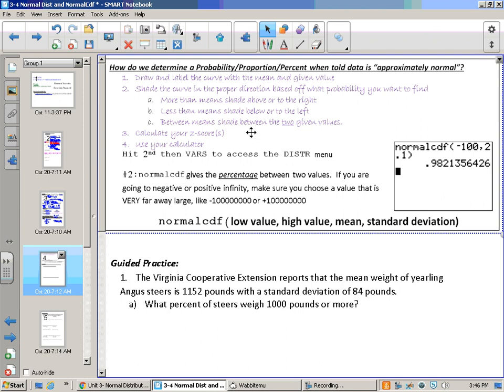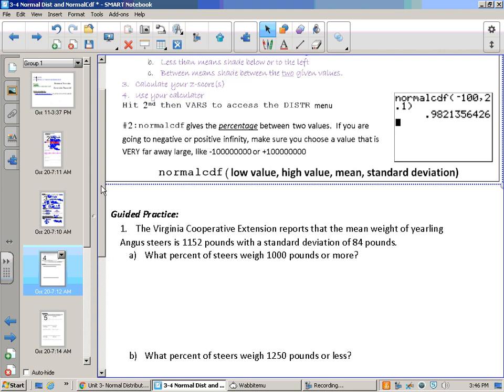this is clearer on your page than it is on mine. We are going to start with drawing and labeling the curve, shading the curve in the proper direction, calculating your z-score, and then using your calculator. And I'll tell you where to use your calculator.